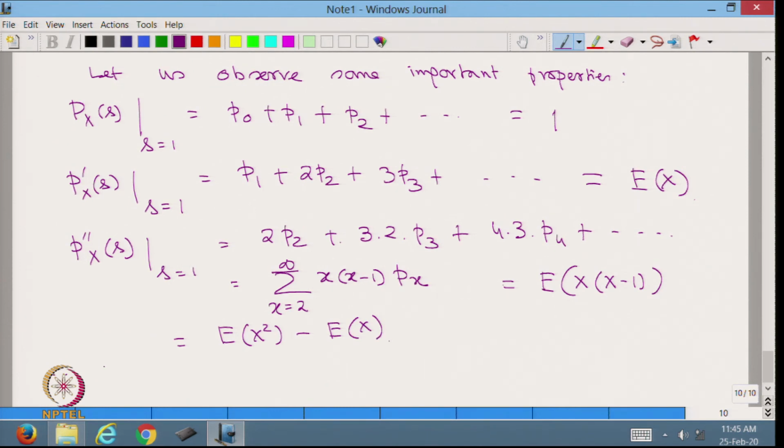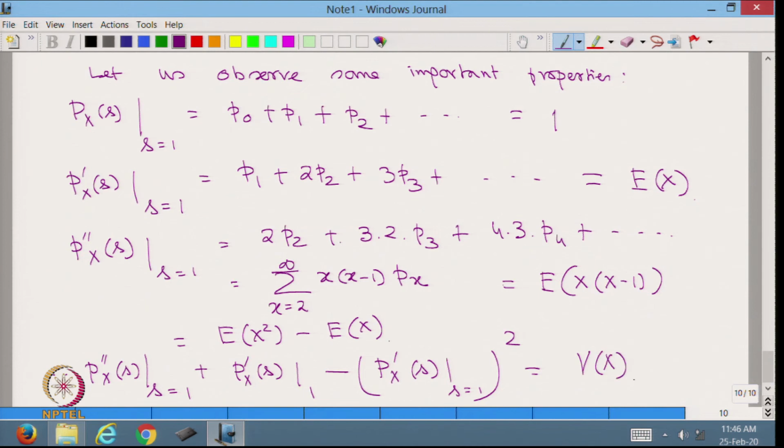Therefore, P_X double prime at s equal to 1 plus the first derivative of P_X at s equal to 1 minus the square of P_X prime at s equal to 1 is equal to the variance of X. I would like you to verify these results for different discrete distributions.